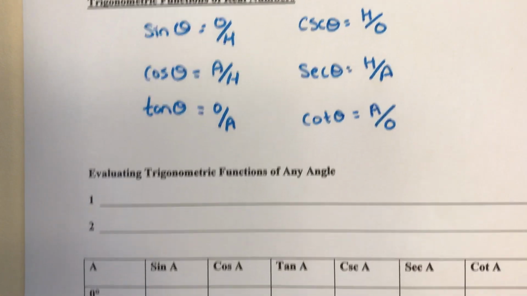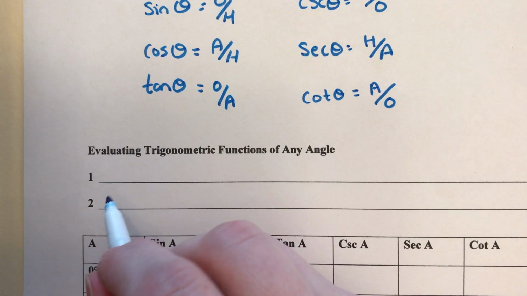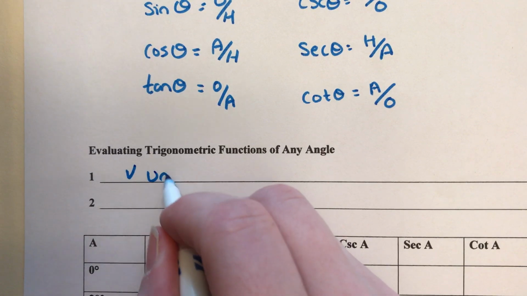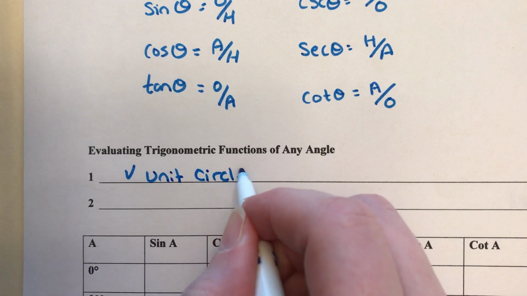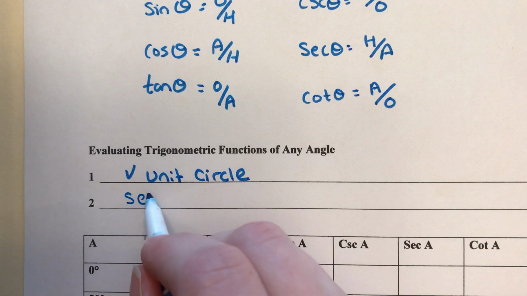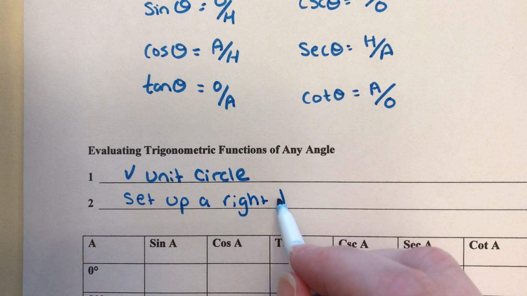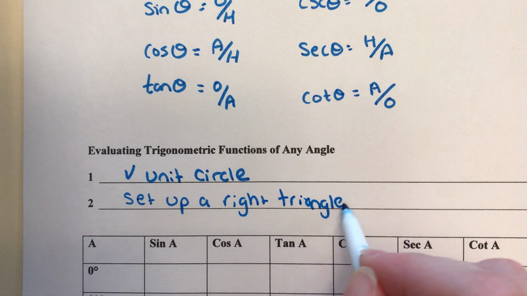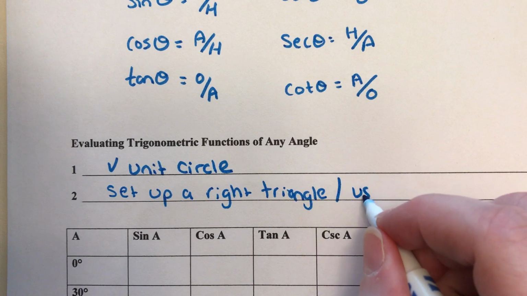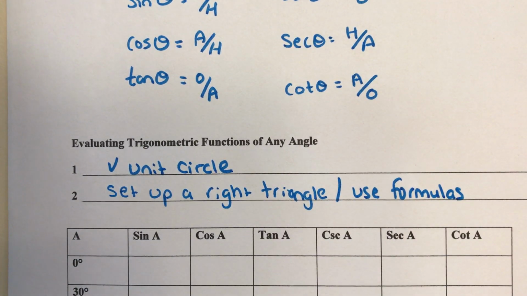So when we evaluate trig functions of any angle, first thing we want to do is check and see if it's a point on the unit circle. If it is, then you can just use your trig functions to figure it out. If it's not on the unit circle, we might want to set up a right triangle, or use our formulas from our formula sheet. So you will need your formula sheet today.